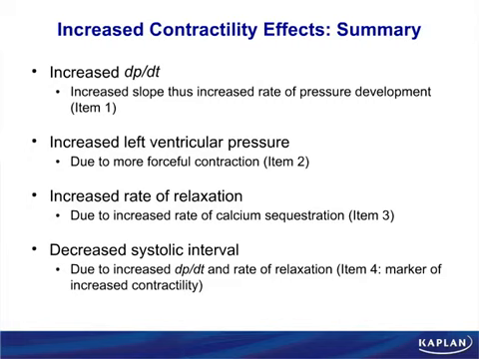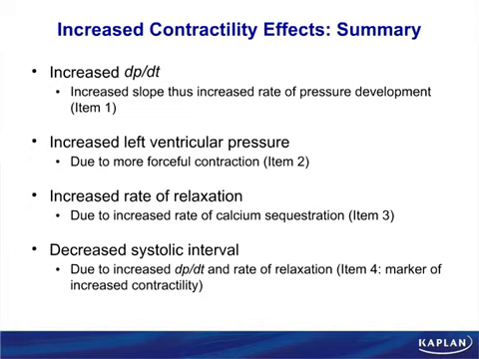Notice that the slope increases, so it contracts faster. Item 2 is an increase in peak left ventricular pressure, and that's due to a more forceful contraction. An increase in contractility means a more forceful contraction. There was also an increase in rate of relaxation. That was item 3. This is related to the rate of calcium sequestration back into the SR, which is done by SERCA. And then finally, decreased systolic interval.